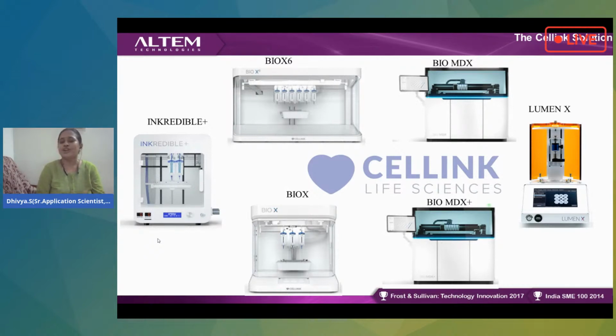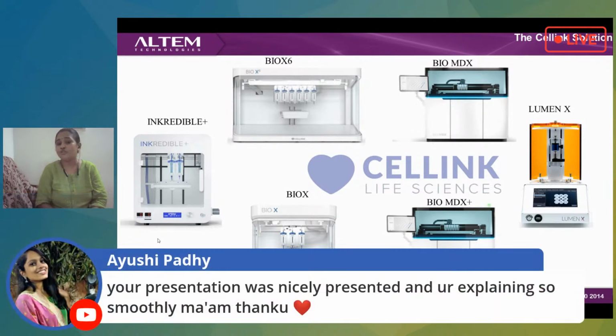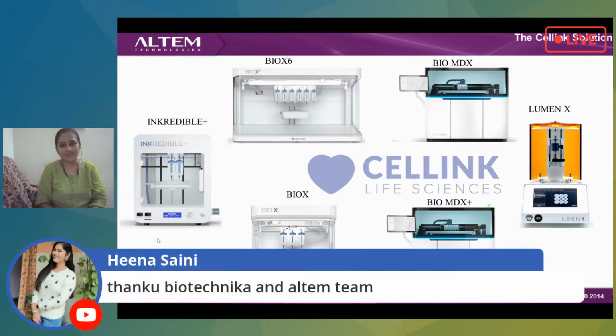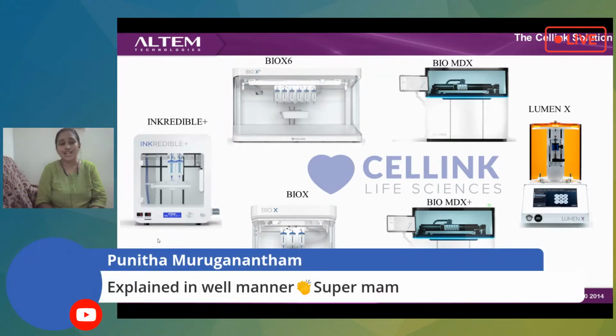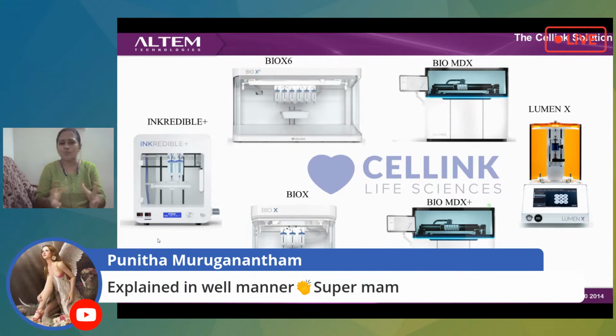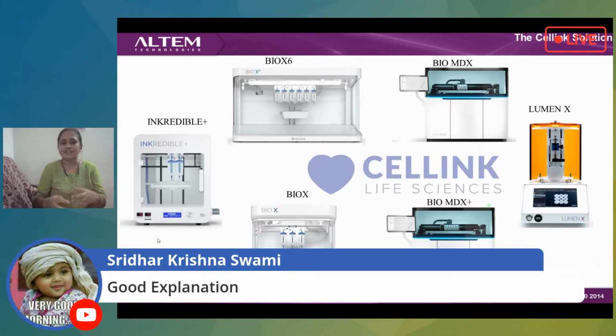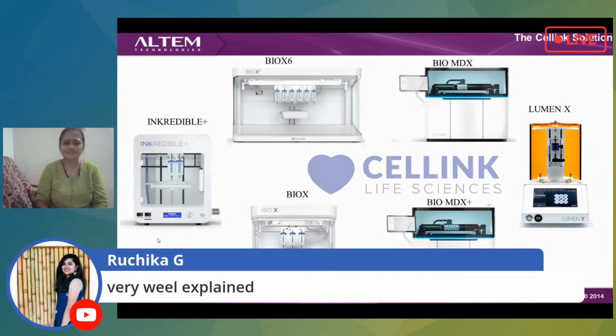technology. And these are our solutions where you can print it initially with the Incredible Plus. You can see BioX for printing with the 96 wells. Even if you want to print complex tissues, you can go for BioX6 and then BioMDX and BioMDX Plus. And even if you want to print more complex vascular structures, like blood vessels along with the cells, that can be done with DLP technology using Illuminates.